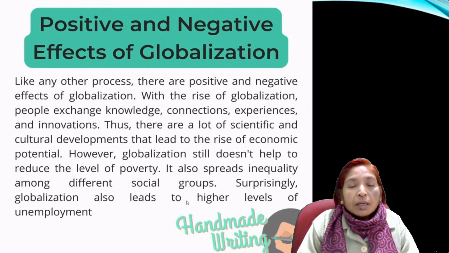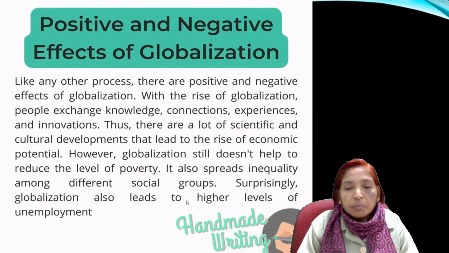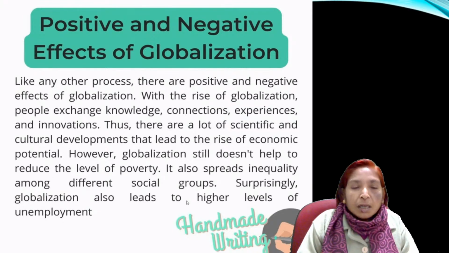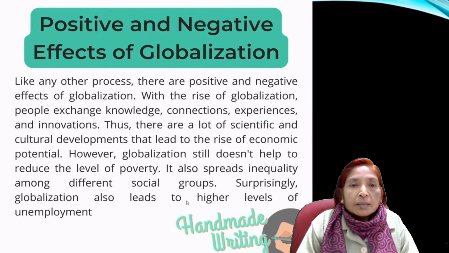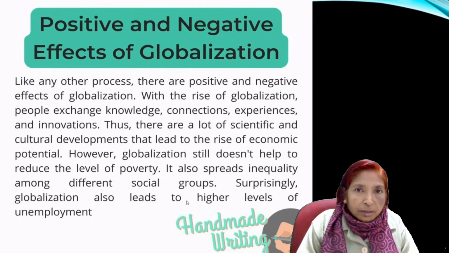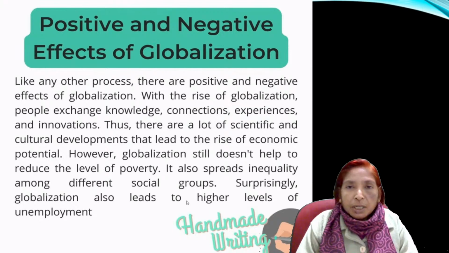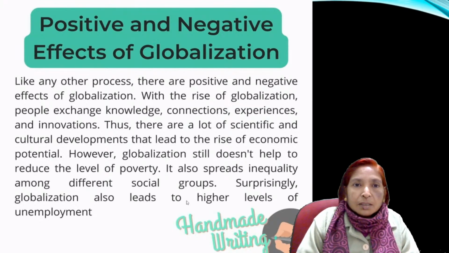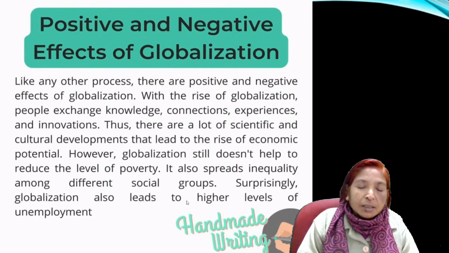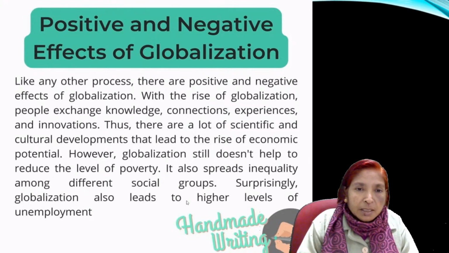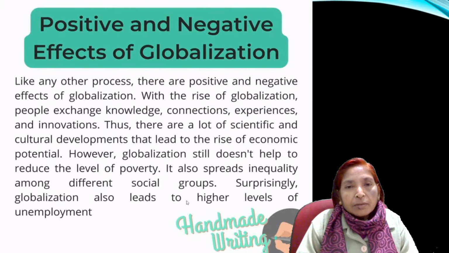Globalization increases the level of poverty. It increases the gap between rich and poor. It increases the gap between developed and developing countries, and it also increases the level of unemployment. But it has some positive impact too. With the help of globalization, people can exchange their knowledge, connect with others through the internet, share their experiences, and innovate new things. Thus there is a lot of scientific and cultural development that leads to the rise of economic potential. All these things show that globalization has some positive impact, while poverty, inequality, and increased unemployment show its negative impact.